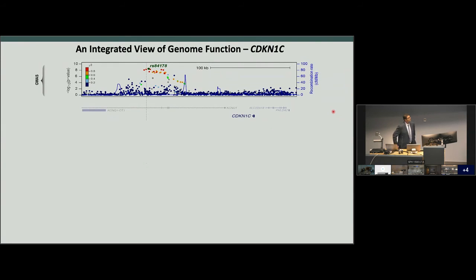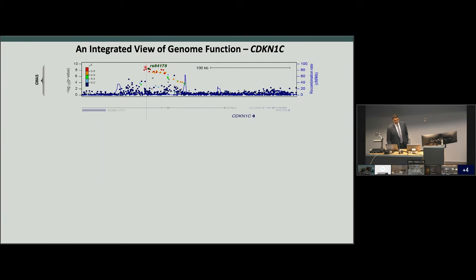This is CDKN1C, also known as P57, another podocyte marker. What we're looking at here is what's known as a genetic association plot, and this is how the results of these GWAS studies look. The higher the dot, the more likely this particular variant, or SNP, is to be associated with, in this case, CKD. This points to a particular region of the genome which is highly associated with chronic kidney disease in this particular population cohort. If we look, there aren't very many genes around here. There's a non-coding gene. The nearest protein coding genes are over here, such as CDKN1C.